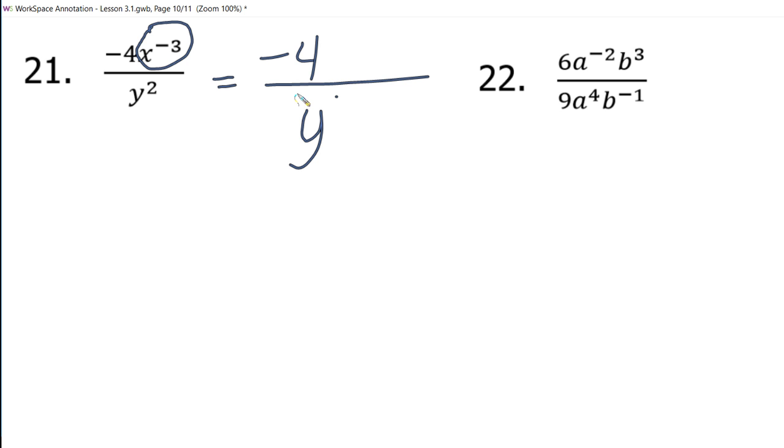So how do I get rid of x to the negative 3? If it's in the top, I move it to the bottom, and what does it become in the bottom? X to the positive 3. Make sure x comes before y. So in the denominator, it needs to be x cubed, y squared.